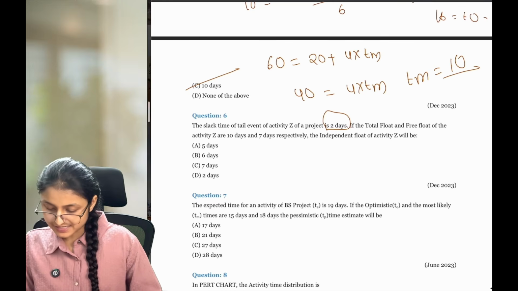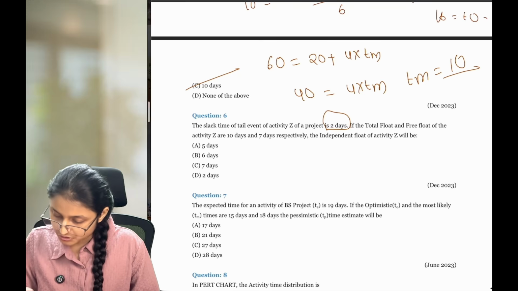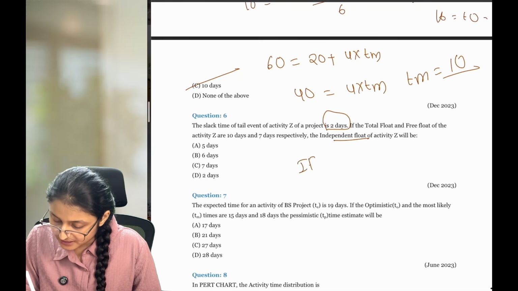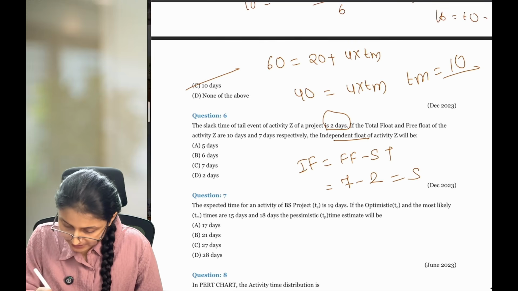Next, slack time of tail event of activity Z of a project is 2 days. For tail event, slack time is 2 days. Total float and free float are 10 and 7. You need to calculate independent float. Independent float is free float minus slack of tail. So free float is 7 minus slack of tail is 2. So we are getting 5 days.